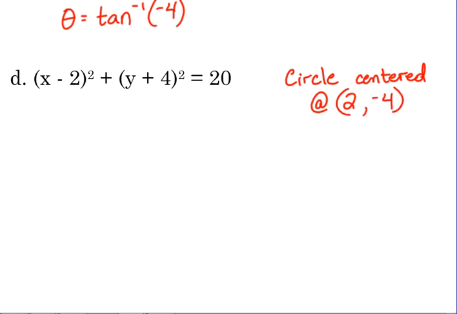How about its radius? The square root of 20, which is equal to 2 square roots of 5. Just as a little simplifying square roots review. Okay, so let's see how this looks in polar form.